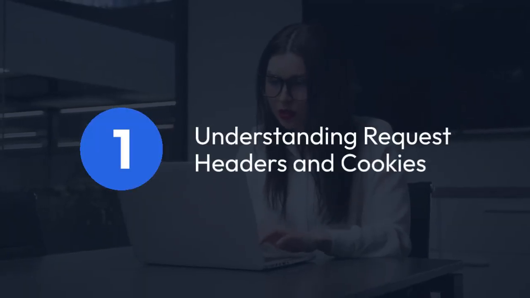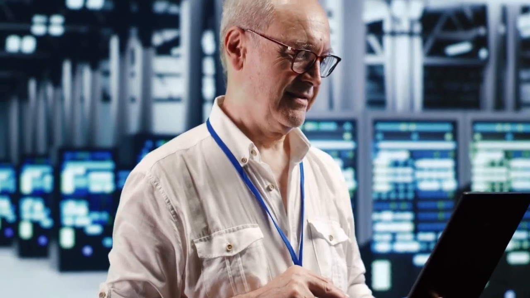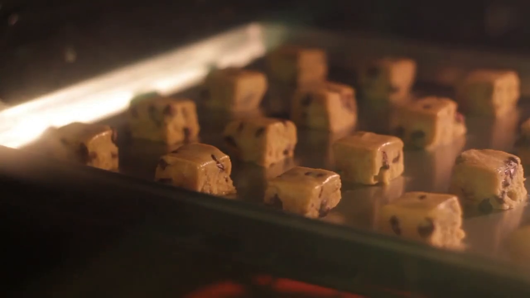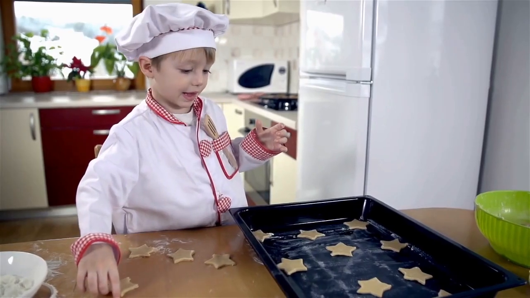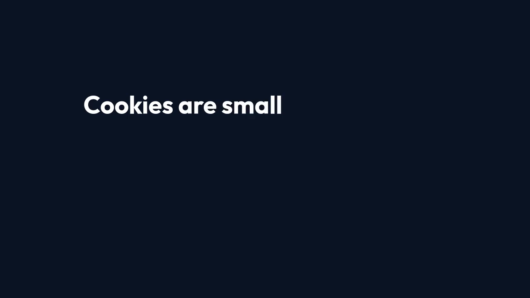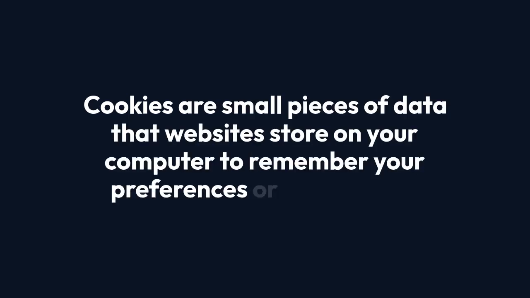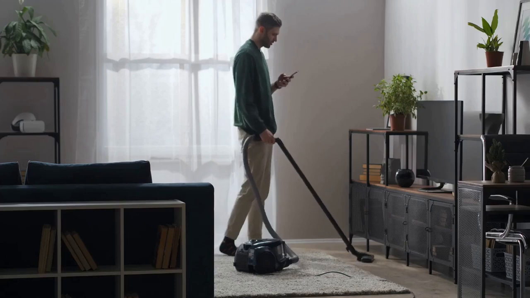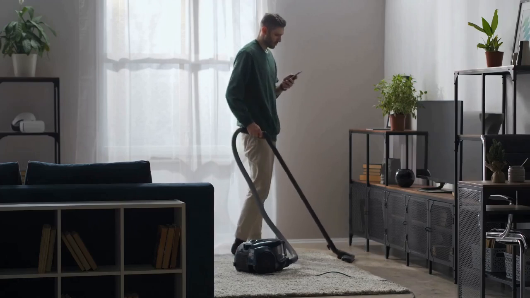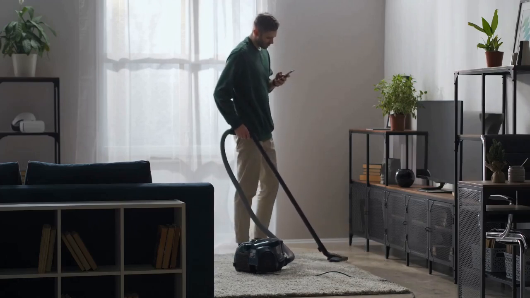1. Understanding request headers and cookies. Web browsers use headers to provide information about the request, such as the type of browser you're using, the language you prefer, and the type of content you expect in return. Cookies are small pieces of data that websites store on your computer to remember your preferences or login status. Both headers and cookies are essential for website functionality, but can become oversized.